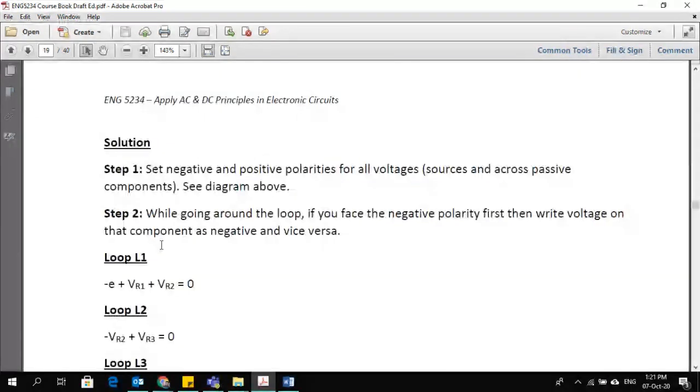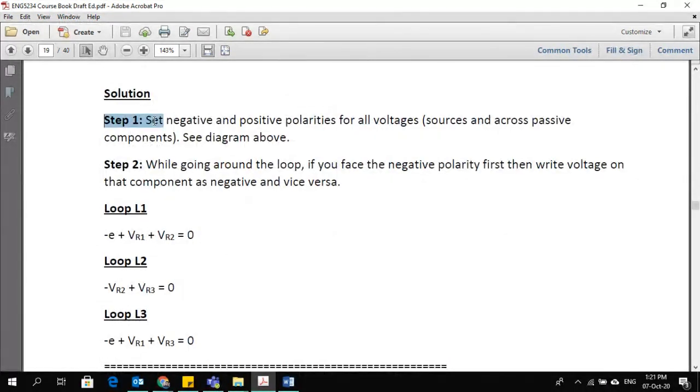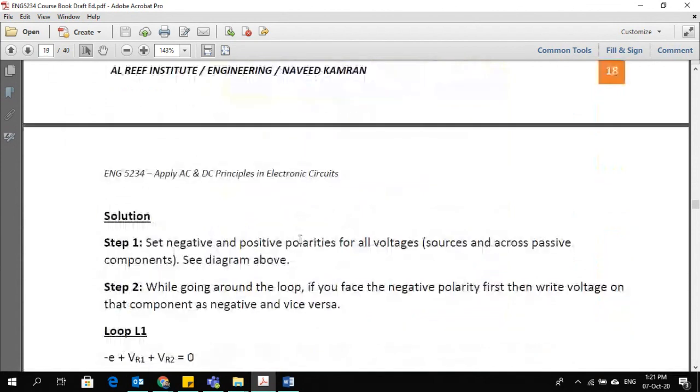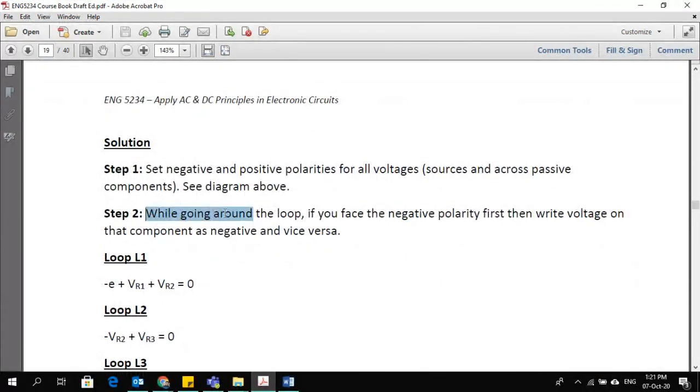So how to do that? Step 1: set negative and positive polarities for all voltages, sources and across passive components. Positive and negative polarities are already set here. You can see that. Step 2: while going around the loop, if you face the negative polarity first, then write the voltage on the component as negative, and vice versa. The same rule which I explained before. So now writing the equation for loop 1.